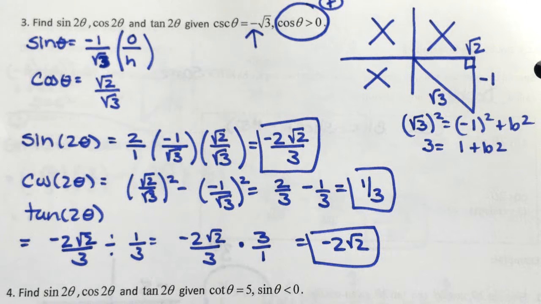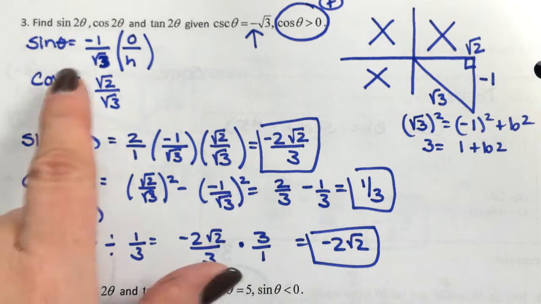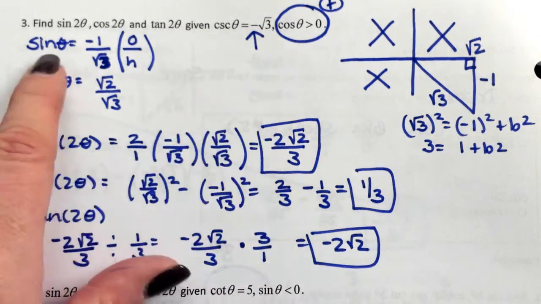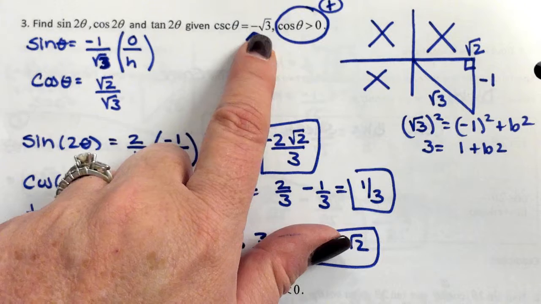Question. Yep. From the start, how did you find the hypotenuse as -1? The hypotenuse is not -1. The opposite side is -1. Yeah, how did you get the hypotenuse as square root of 3? Pythagorean theorem, which is what I did over here. Because you're given the cosecant, when I take the reciprocal of the cosecant, that's the sine function, which is -1 over square root 3. That's the reciprocal of negative square root 3.